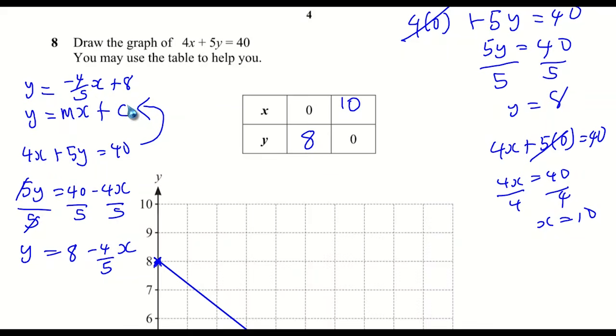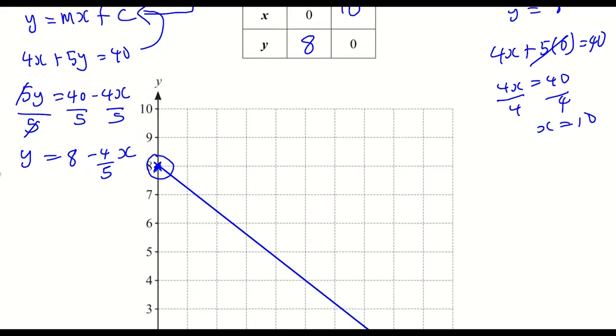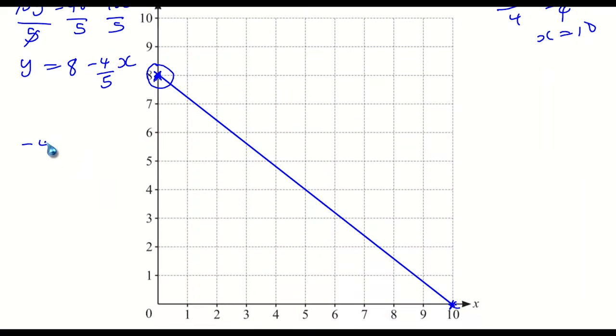So if you compare these two, you see that the intercept on the y-axis is 8. So the straight line touches the y-axis at this point here on the grid. Then minus 4 over 5 is the slope. Let's scroll down. Minus 4 over 5 is the slope.